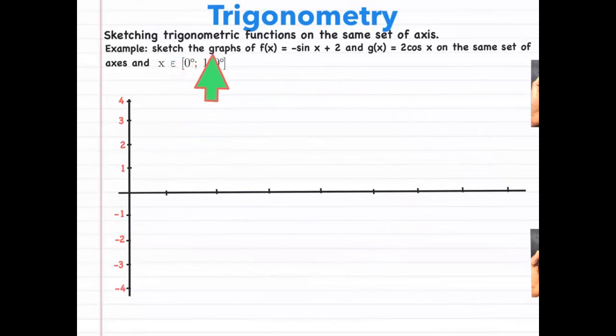Now they want us to sketch the graphs f(x), which is equal to negative sine of x plus 2, and g(x), which is 2 cosine x, on the same set of axes, and x is an element of 0 to 180 degrees. Here is a little bit of a catch, because we know that the period for a sine and a cosine graph is 360 degrees. It takes 360 degrees for a sine function to complete itself, as well as a cosine function. But they only want us to draw it from 0 to 180. That basically means we're only going to draw half of the sine function and half of the cosine function.